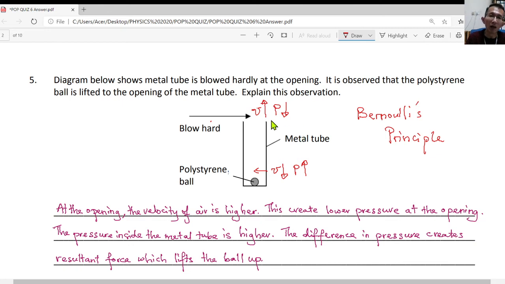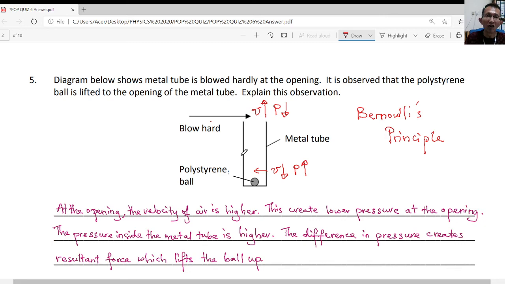So at the opening the pressure is low, inside here the pressure is high, so we have a difference in pressure. The difference in this pressure will give rise to a resultant force that will make the ball to be lifted up to the opening. So this resultant force is due to the difference in the pressure. So try to understand the concept there. We are using Bernoulli's principle.